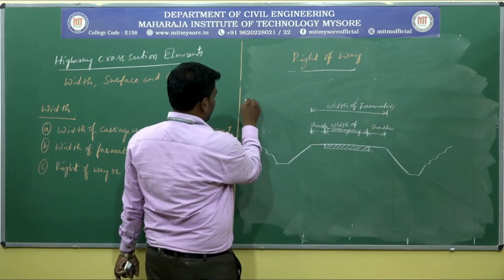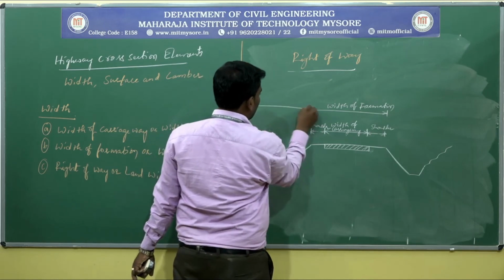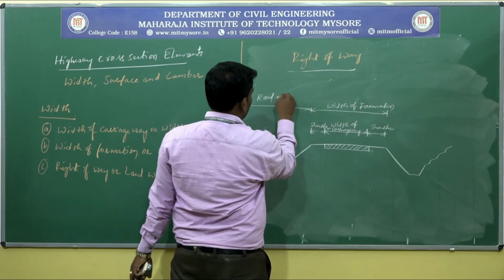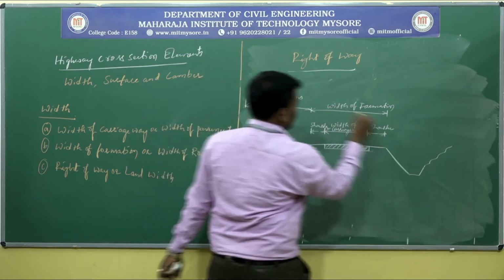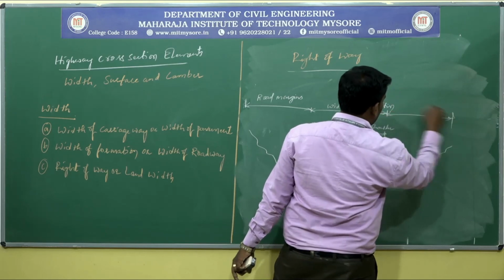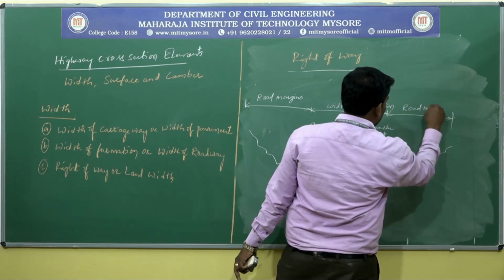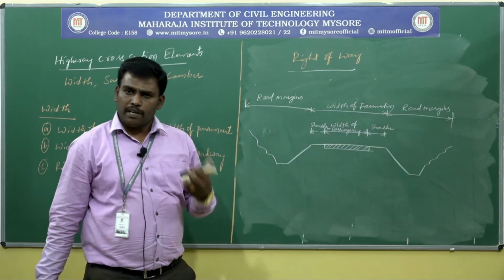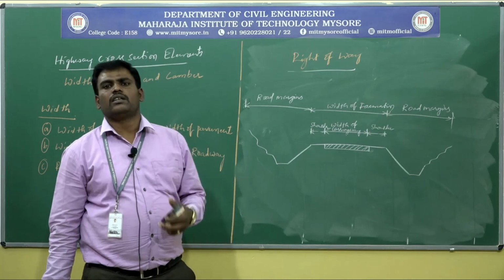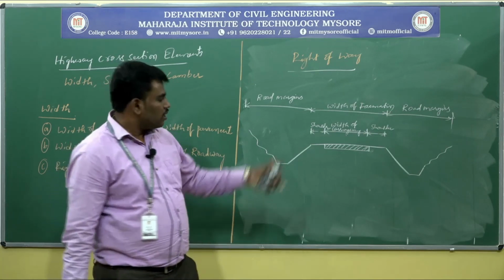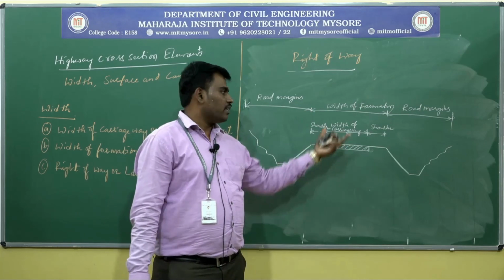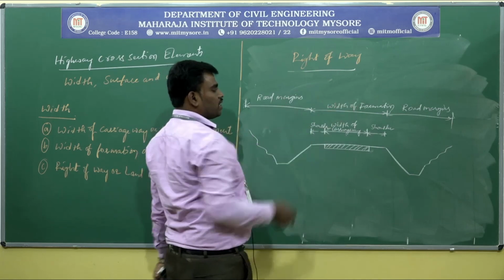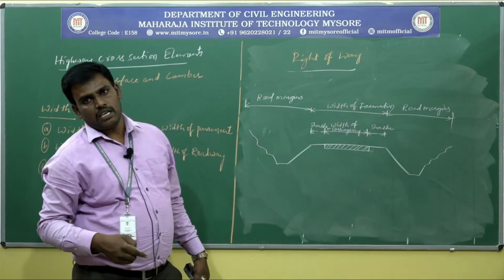Okay, and these will be the road margins. This is also road margins. In the road margins, we can provide anything: the cycle path, separate bus track, cycle track, footpath, and side drains. Everything you can accommodate in the road margins. Okay, the width of formation along with the road margins on either side together is called the right of way.